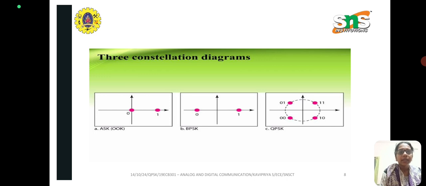The first one is ASK, which we call on-off keying, the second one is BPSK, and the third one is QPSK. QPSK will have 4 phase shifts.